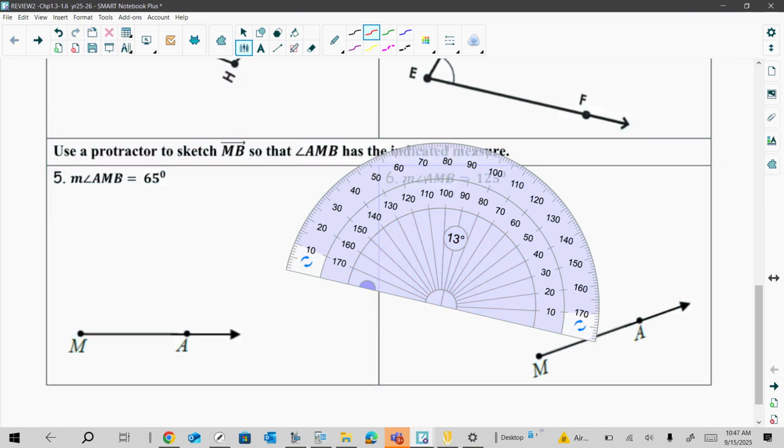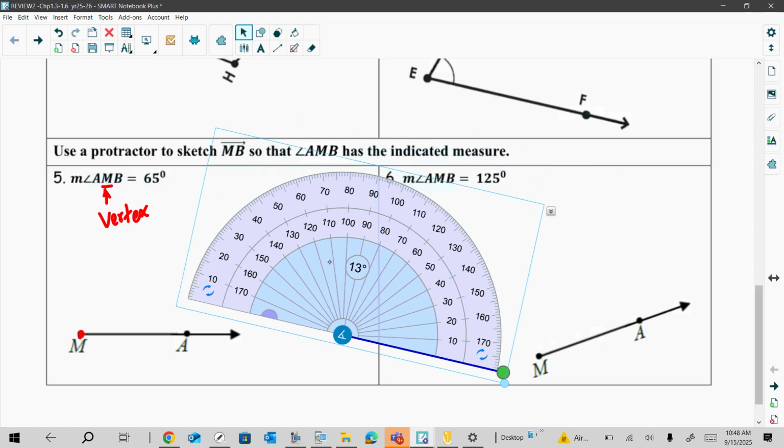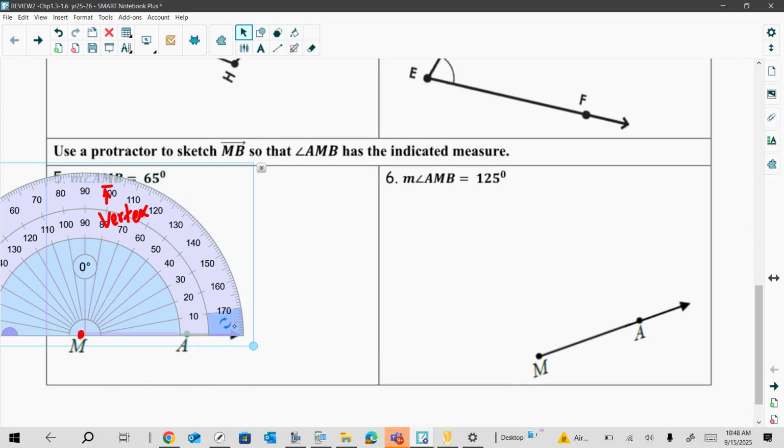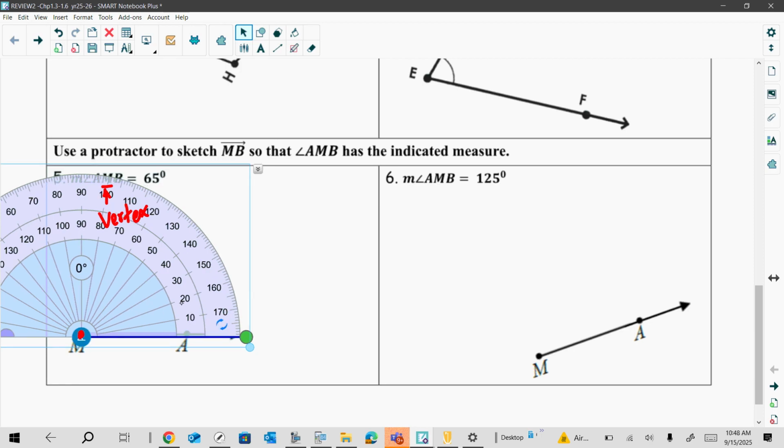If you have some papers you're going to get back, they want you to find the measure of angle AMB. M is the letter in the middle, so that is the vertex. Which means this M has to be our vertex to our angle as well. So let me take this off. Put the center of your compass at M, but you want the ray to go through the 0. Mine's not at the center yet.